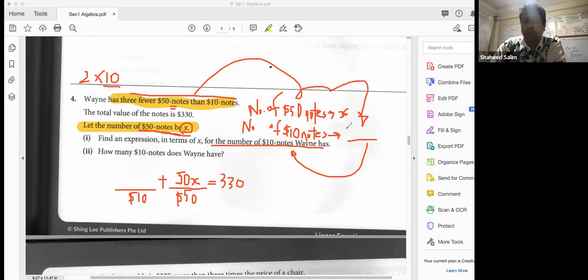Then down here you say X plus 3, right? Because you got 3 fewer $50 notes, that means there are 3 more $10 notes. You got more $10 notes. How many more? 3 more. So now you take this number times 10. This is where whatever you learn in algebra becomes meaningful. You seen it like that, right? $10 times the number of notes. Let's say you got 3 $10 notes. 3 times 10, 30.